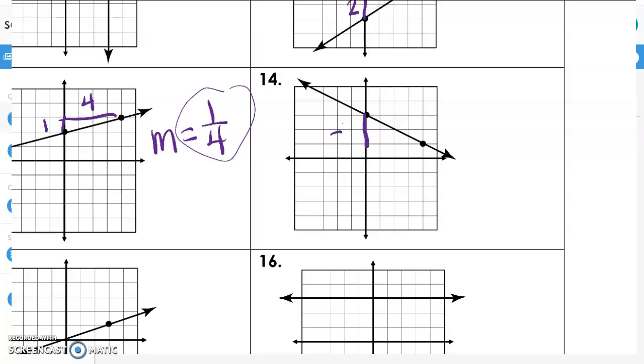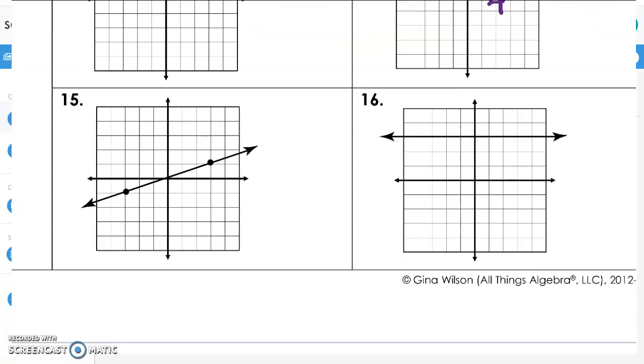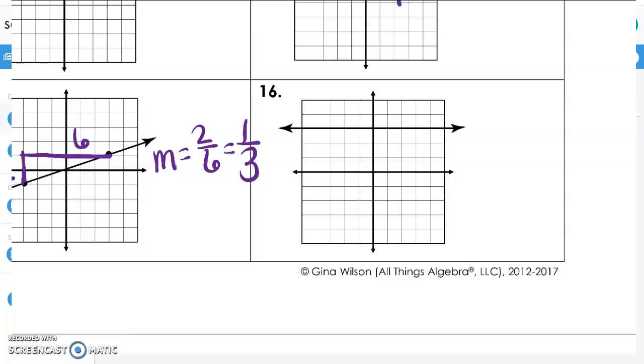14, we go down 2 and right 4. So negative 2 over 4 is negative 1/2. 15, we go up 2 and right 6. So 2 over 6 is 1/3. And finally 16, straight across. So again, if you think rise over run, we're not rising at all. So your slope is just 0.